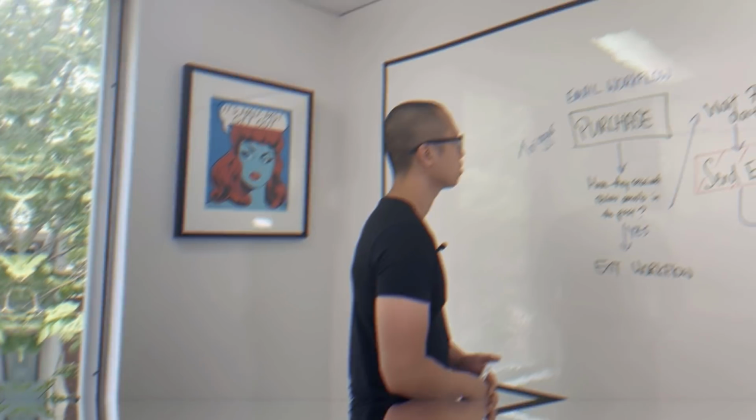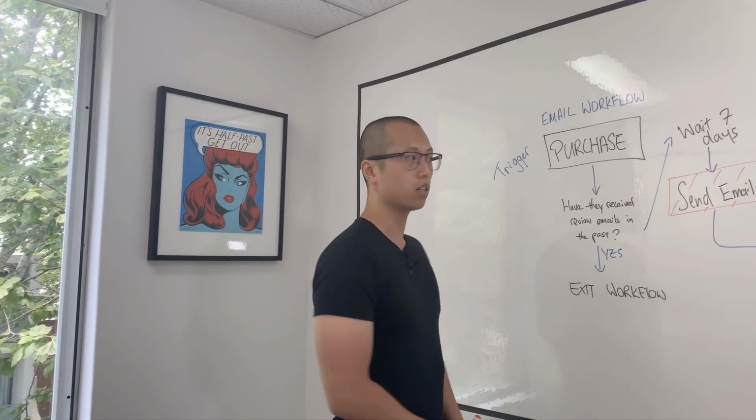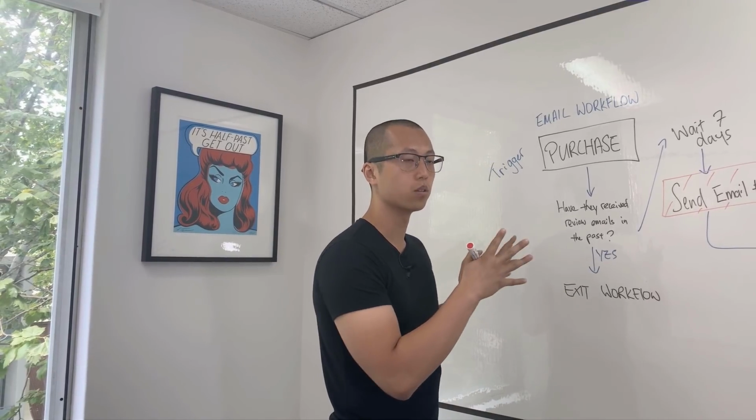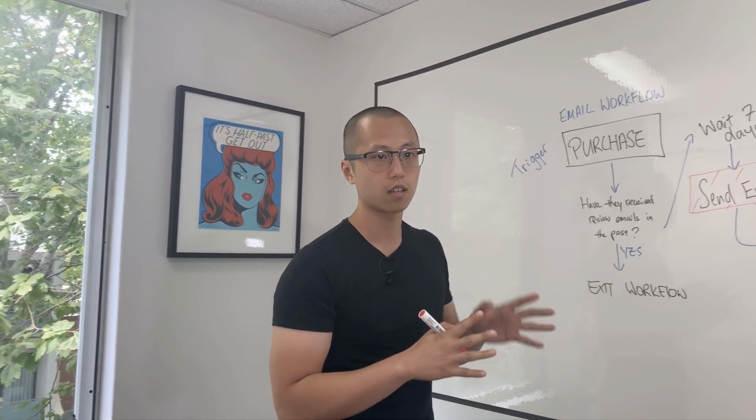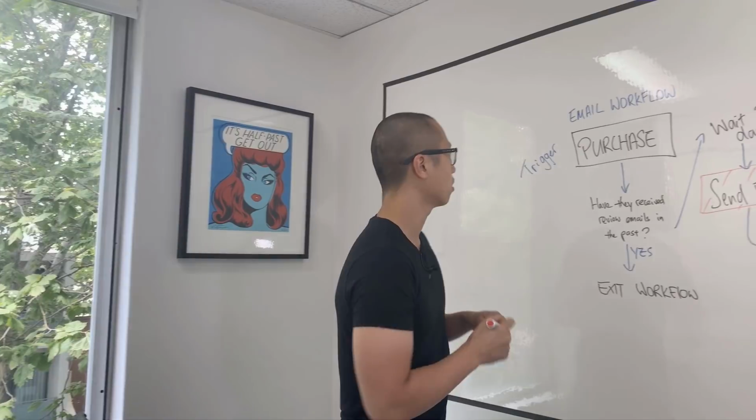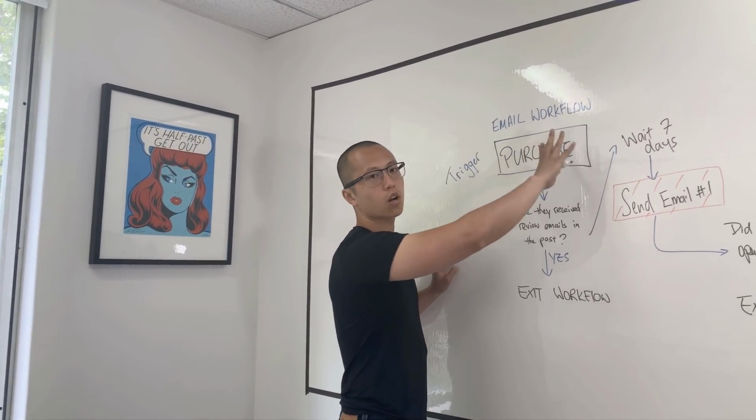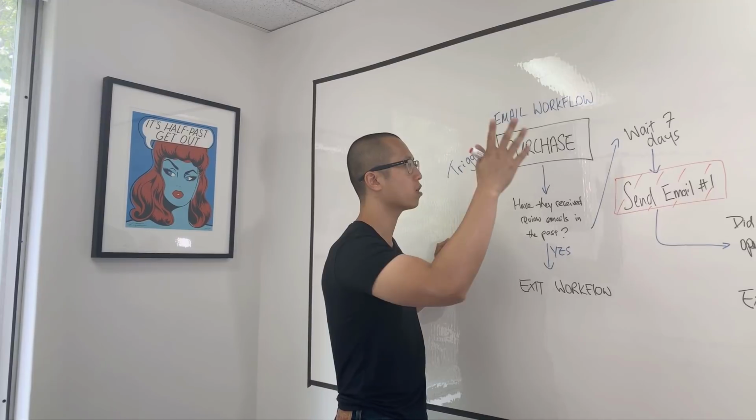Hey guys, so what we'll do instead is I wanted to show you on the whiteboard what the email workflow looks like, so it's a little easier to understand. First step is you trigger the workflow based on a purchase or whatever event that you choose.